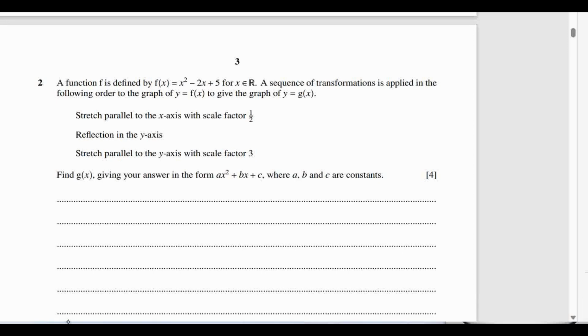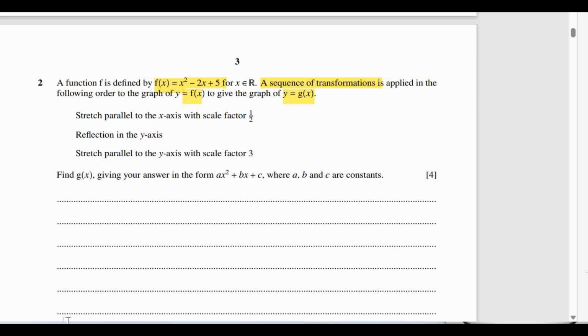Now next, let's move on to the next part, question number 2. From here we can see a function f is defined by f of x is equal to x square minus 2x plus 5. A sequence of transformations is applied in the following order to the graph y is equal to f of x, giving y is equal to g of x.